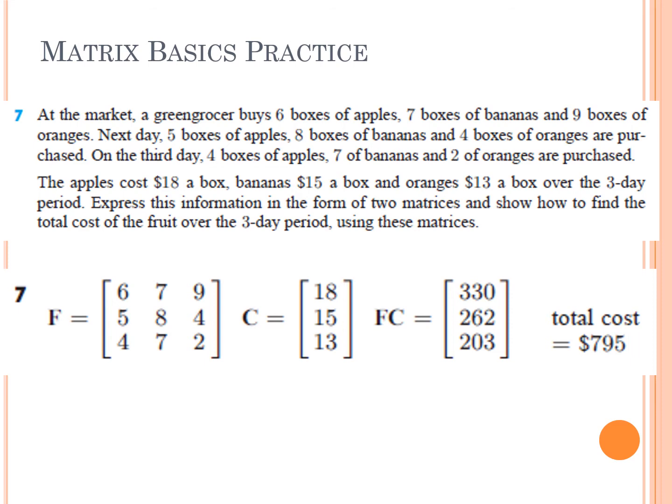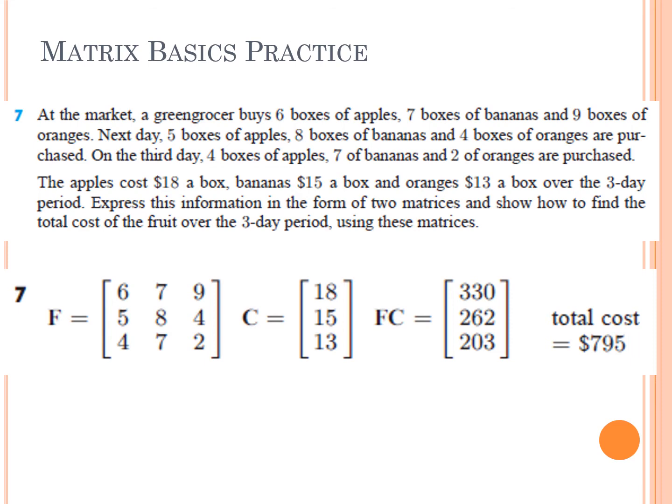So if you look at this, each column is one of the days. So you've got apples, bananas, and oranges on each of the days. Then you've got the cost, and then you would multiply those together. The total cost is going to be all three of them added together.